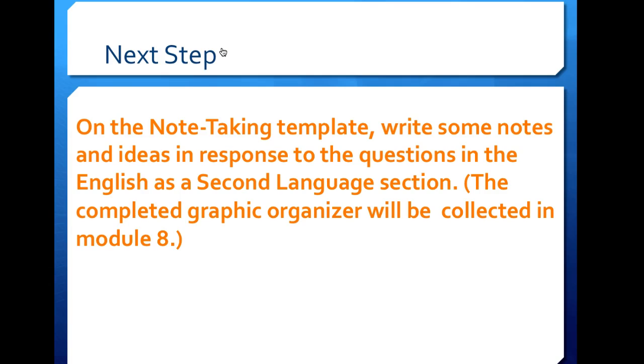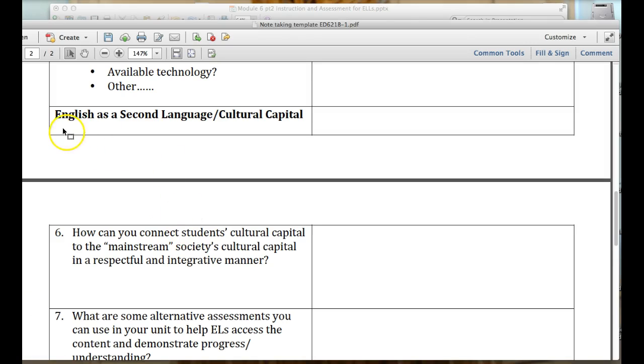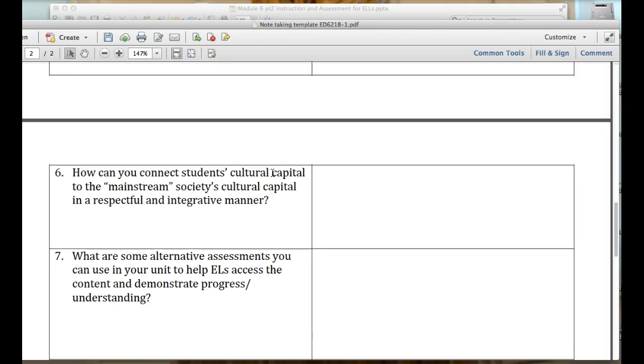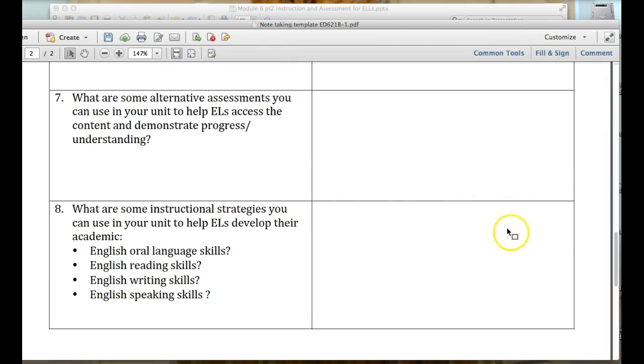So your next step on the note-taking template, write some notes and ideas in response to the questions in the English as a Second Language section. The completed graphic organizer will be collected in Module 8. So this is the section, English as a Second Language Cultural Capital. You've already written something here for cultural capital. Now 7 and 8 are the questions you want to think about when you're designing your assessments and instruction for ELLs. How are you going to support them in this way?